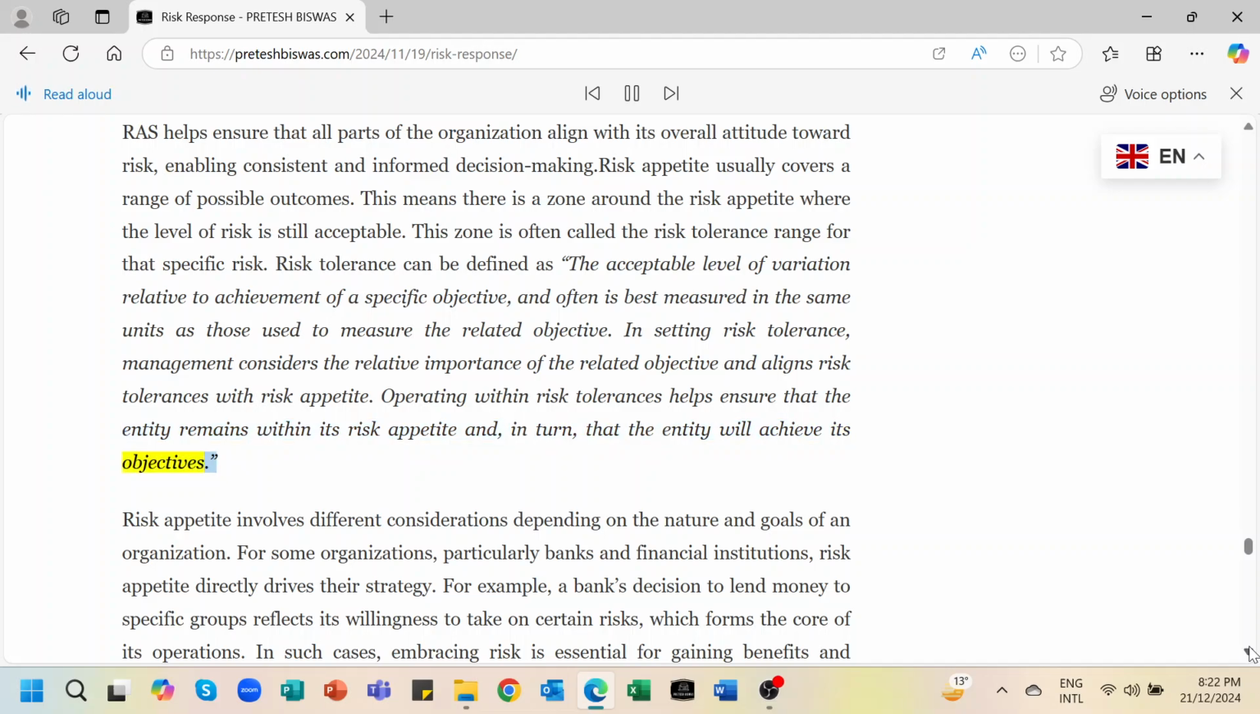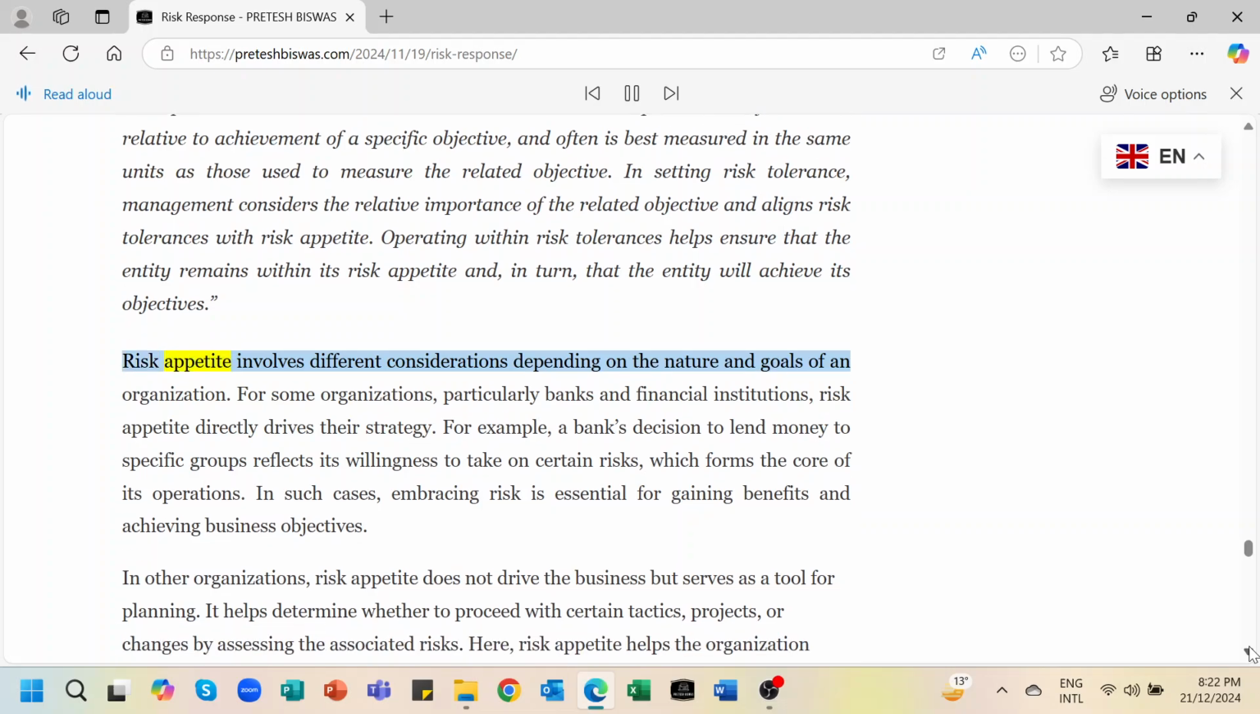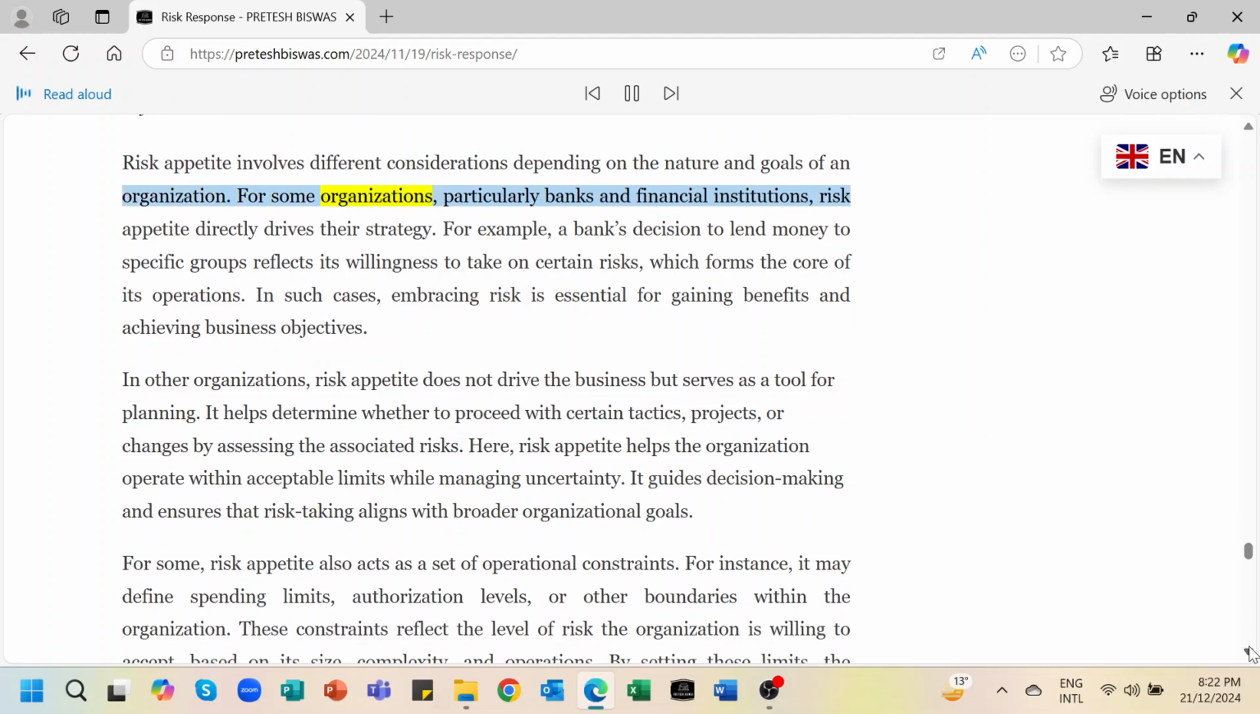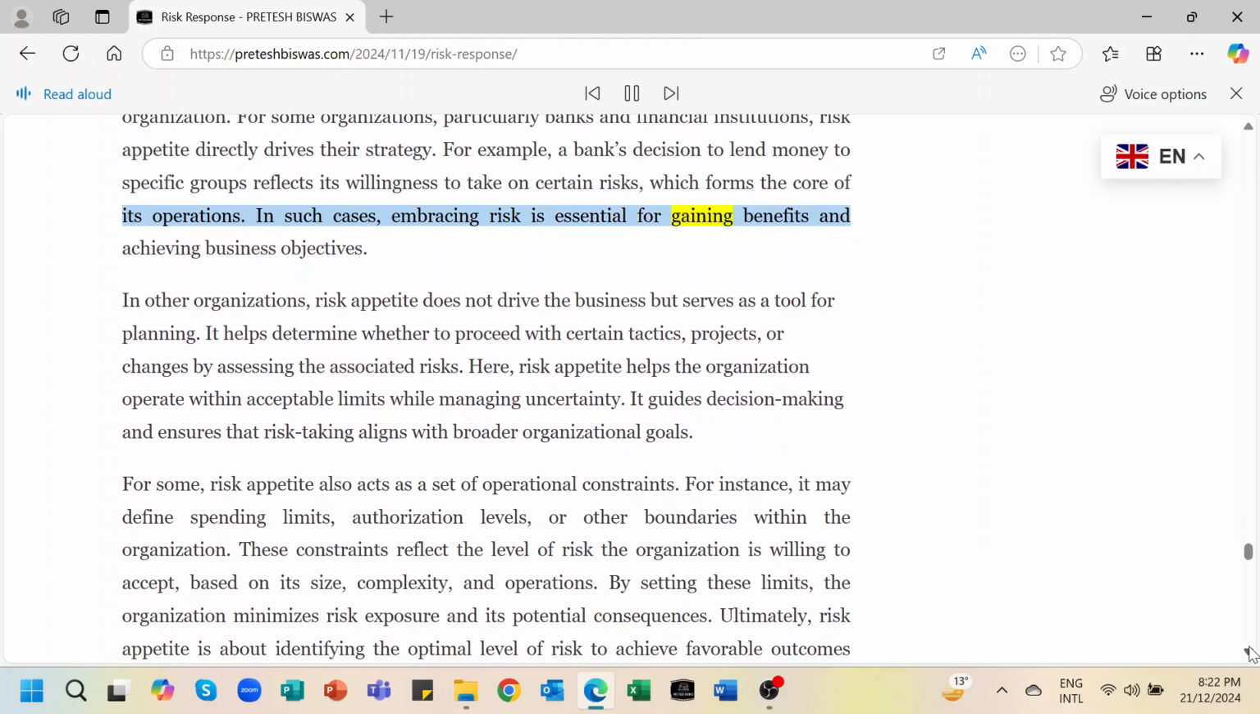Risk appetite involves different considerations depending on the nature and goals of an organization. For some organizations, particularly banks and financial institutions, risk appetite directly drives their strategy. For example, a bank's decision to lend money to specific groups reflects its willingness to take on certain risks, which forms the core of its operations. In such cases, embracing risk is essential for gaining benefits and achieving business objectives.